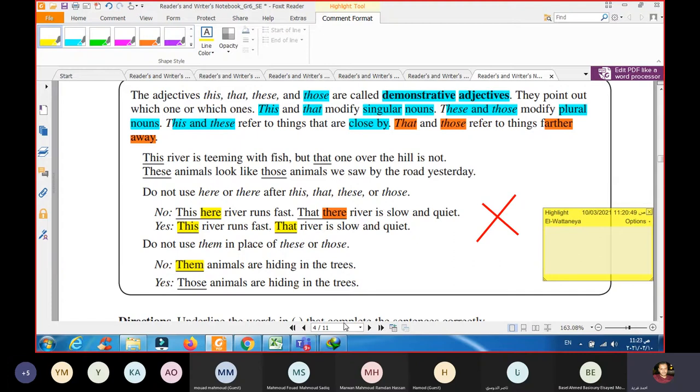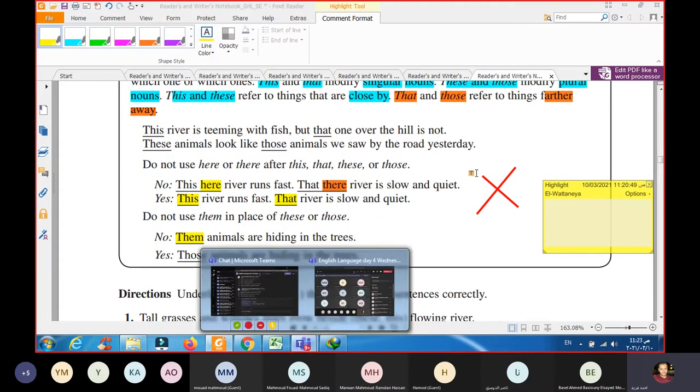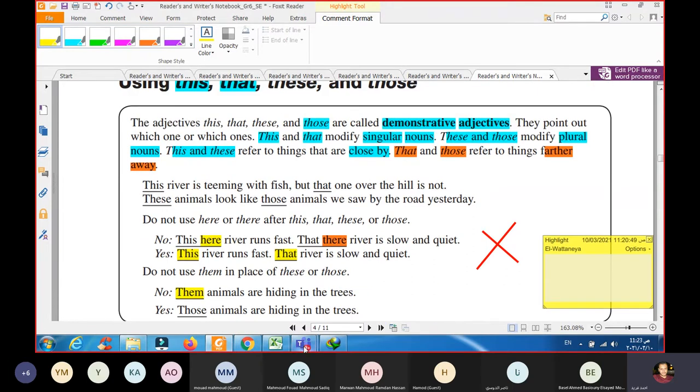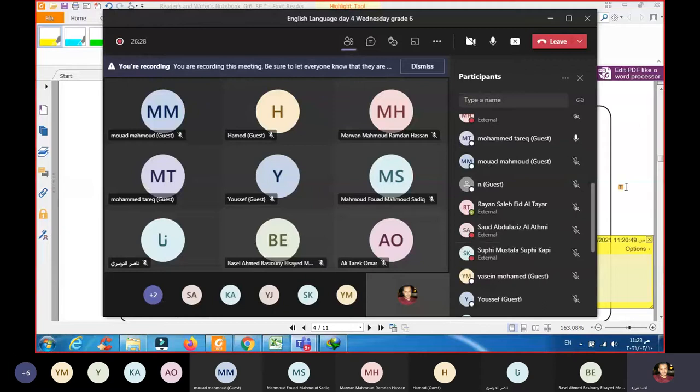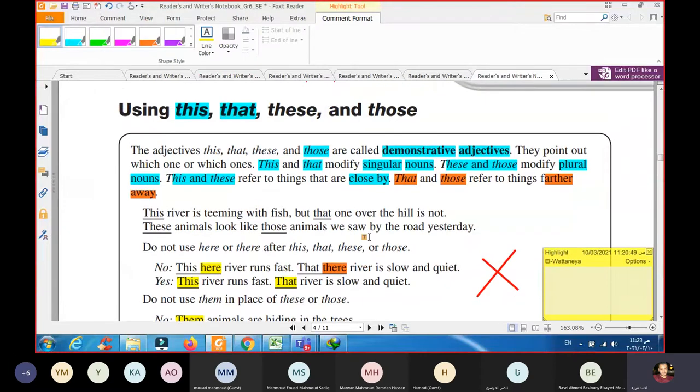Nice. Okay, where is Muhammad Tariq? Yes, mister. Can you re-explain it in just one or two minutes, no more? Okay. This and that represent singular nouns. And these and those modify plural nouns. If you want to say something close by, you will say this or these. And if you want to refer to things far away, you say that or those. Great, great, great.